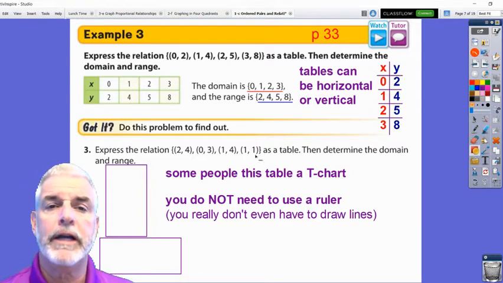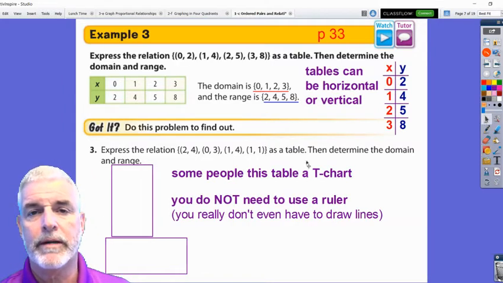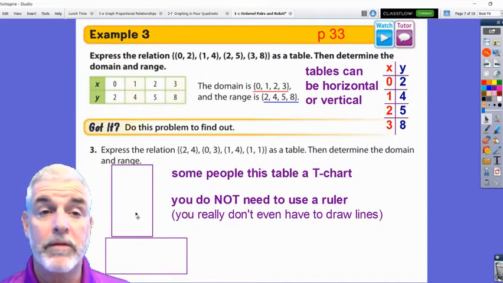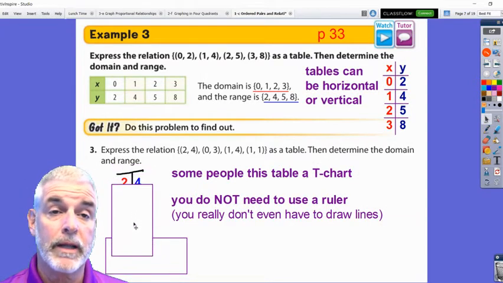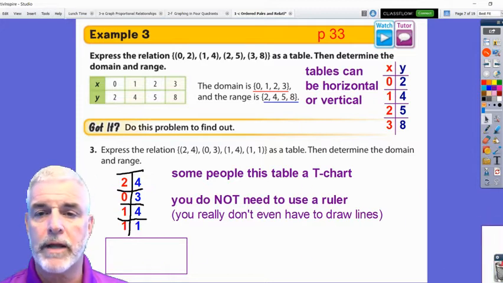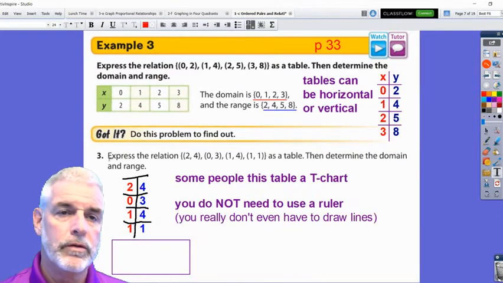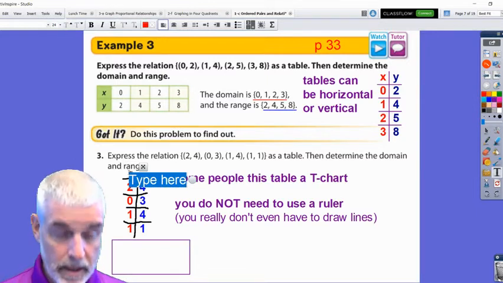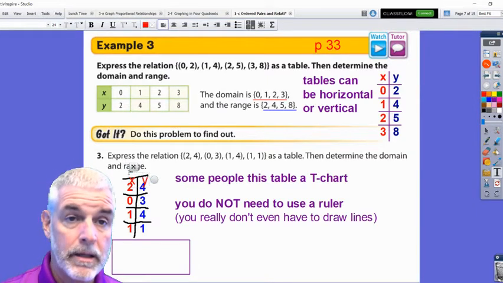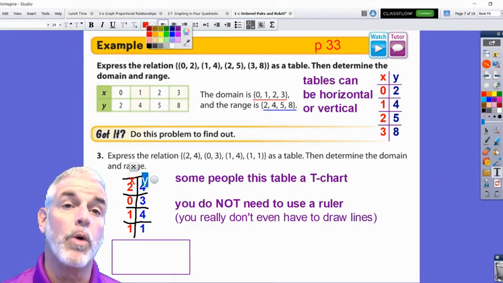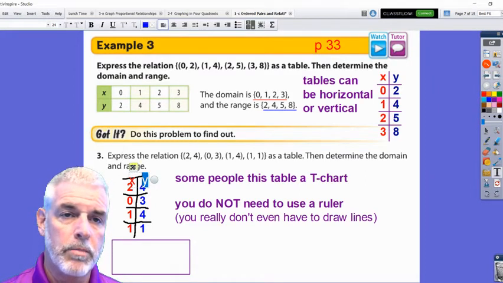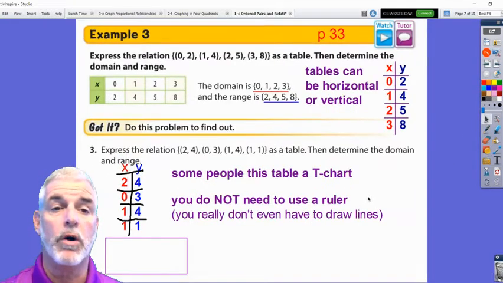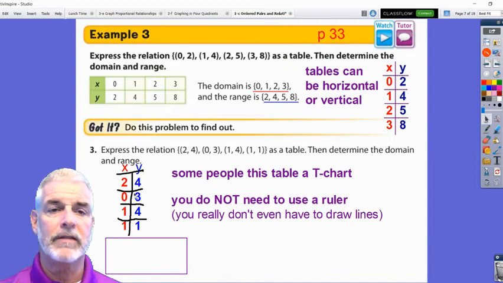So express the relation as a table. So you probably don't even really need to do this. Then determine the domain and range. So as a table, I make sure I label X and Y. Oh, Riley, you forgot to label X and Y. Do as I say. X, Y. It's just good to put, and in real world problems, it's even more important. You'll see here, it's more important that you label what is in each column or each row of your table. Then list out the values that go together, 2 and 4, 0 and 3, 1 and 4, 1 and 1.